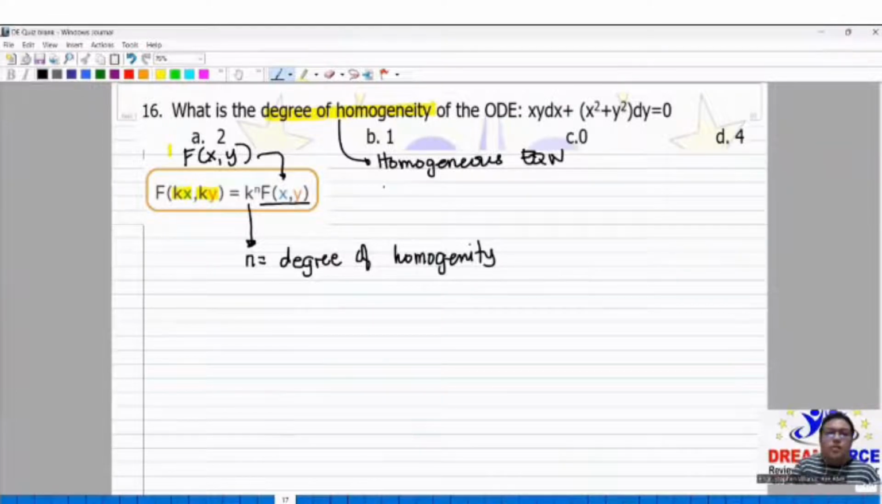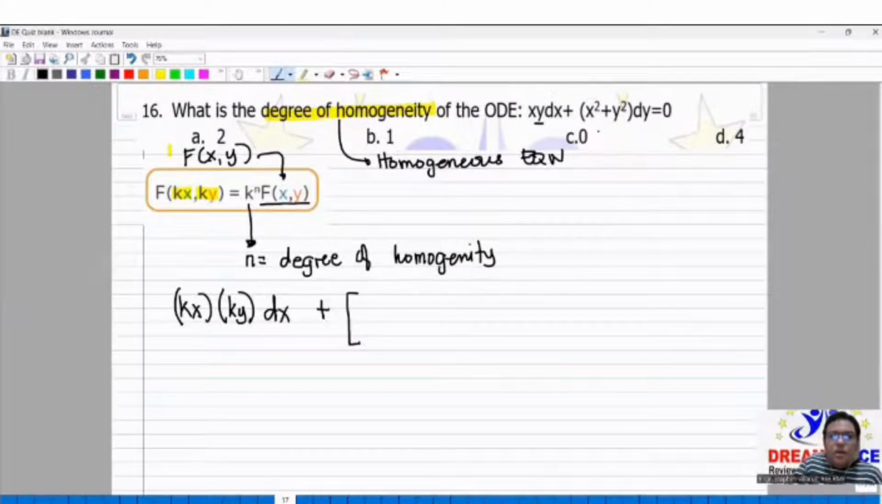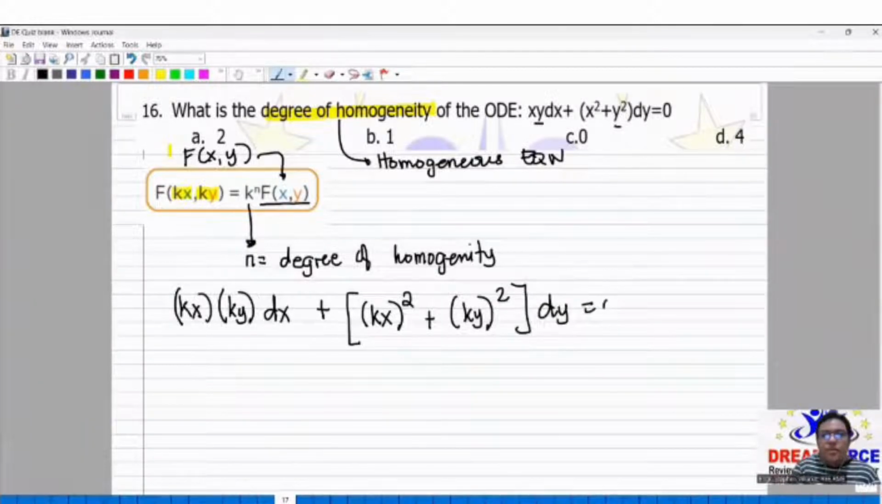So, try natin. That will become x, multiply lang natin si k. So, this is x times k, kx, multiplied by y. So this is ky dx. Plus, the quantity x squared. Ano yung x squared natin? So, that is kx po. This is the quantity squared. Plus, yung y natin. So, this will become ky, the quantity squared dy is equal to 0.